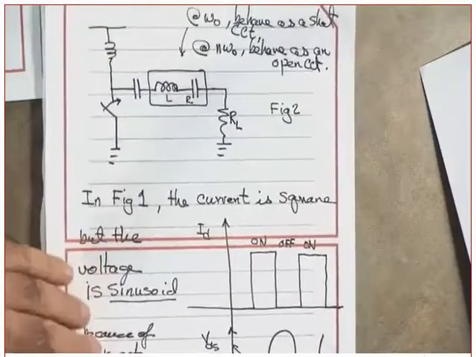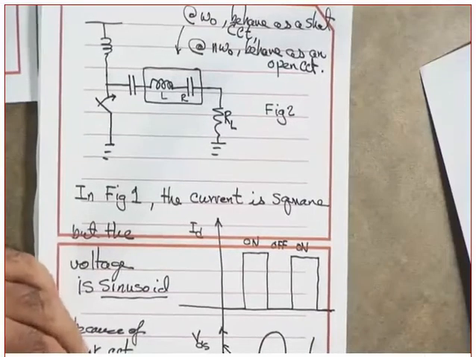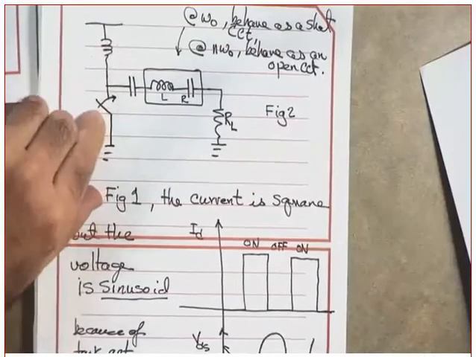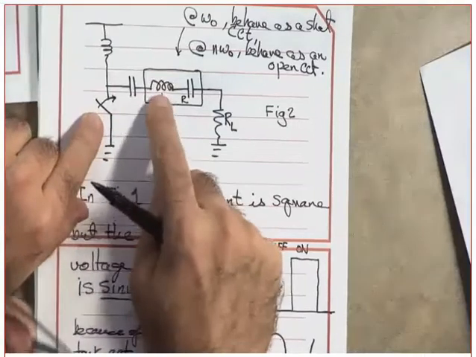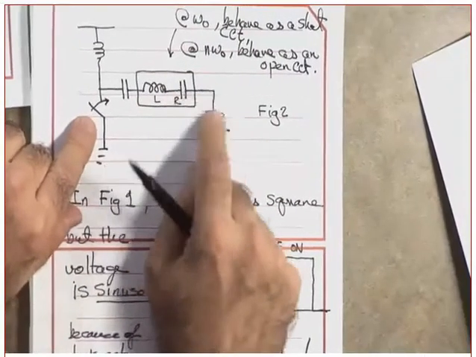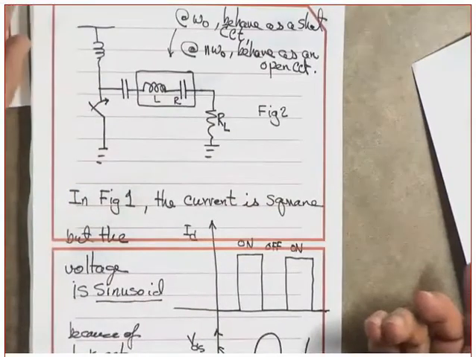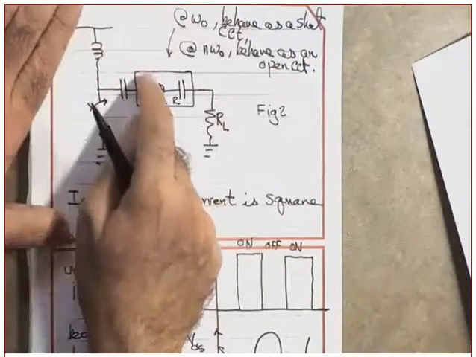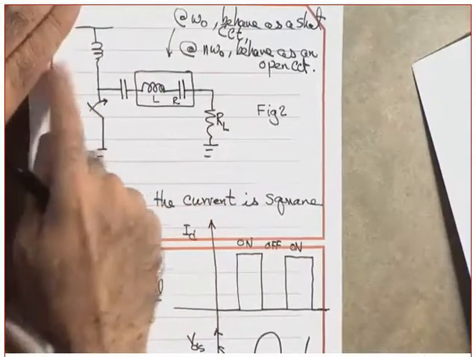If the tank circuit is open at the harmonics and the switch is off, what will the current be behaving like? When the tank is open, which means at the harmonics, there is no current in here. Where is the current coming from? The current is equal to zero. But the fundamental will not be equal to zero, even though this one is open, because there is an input current.